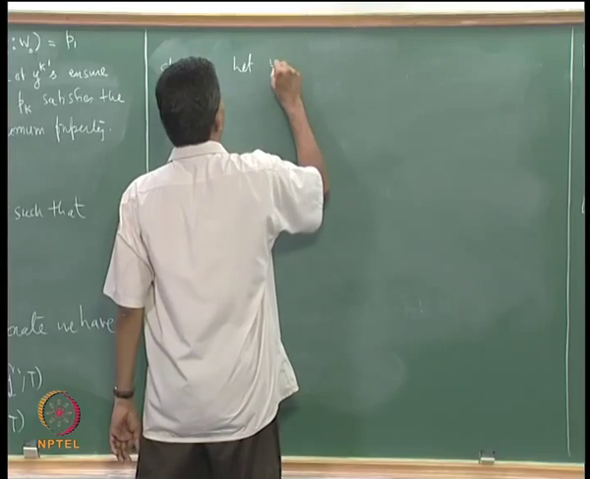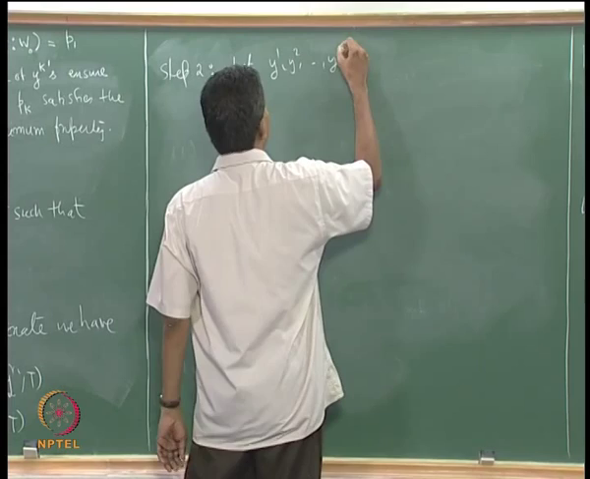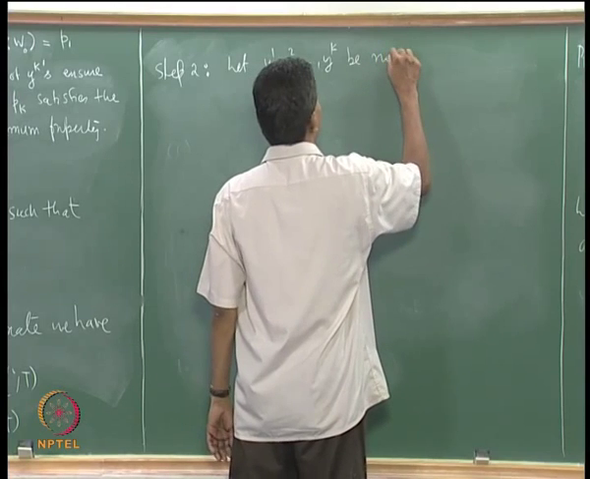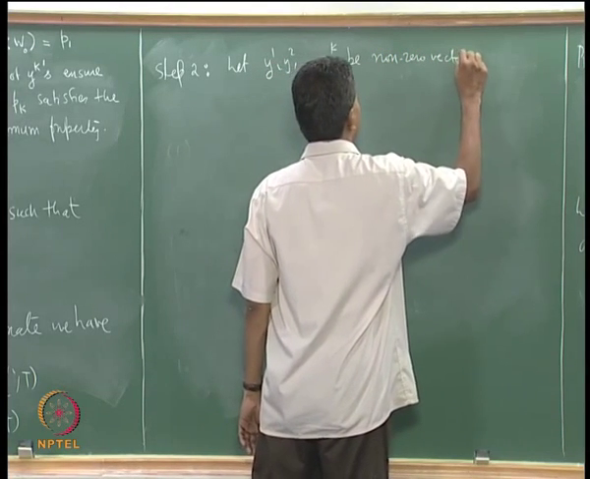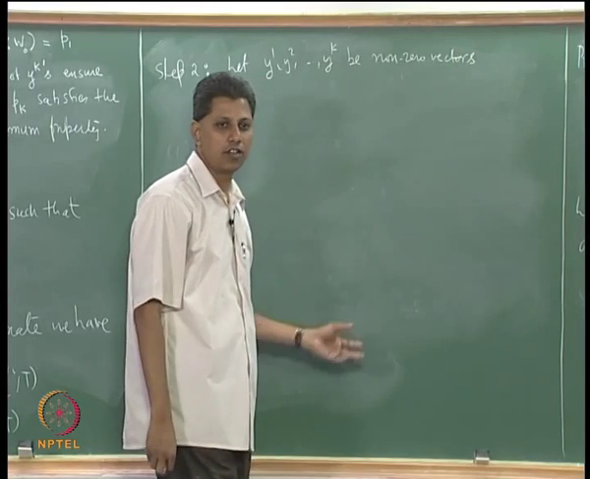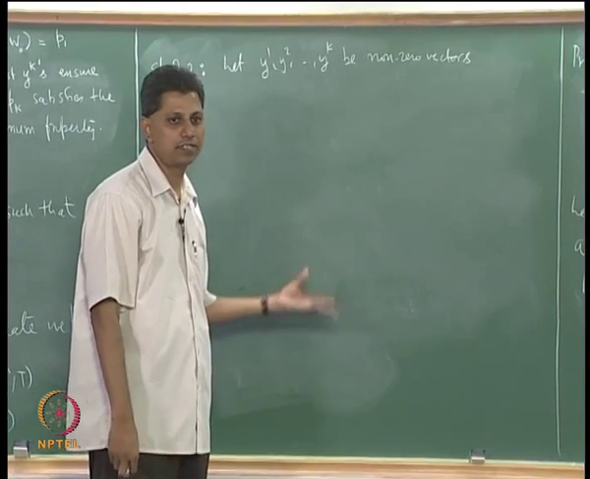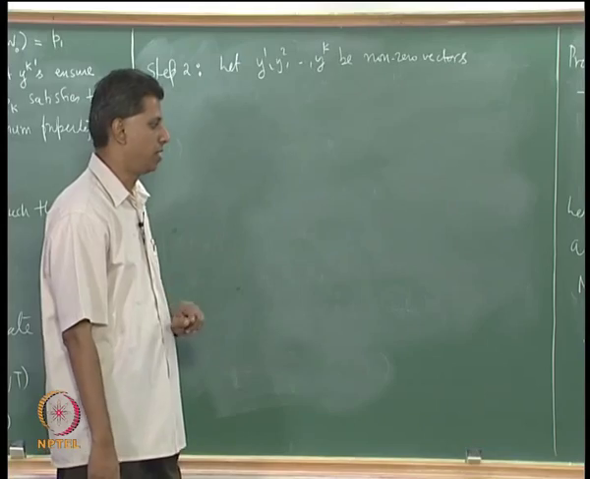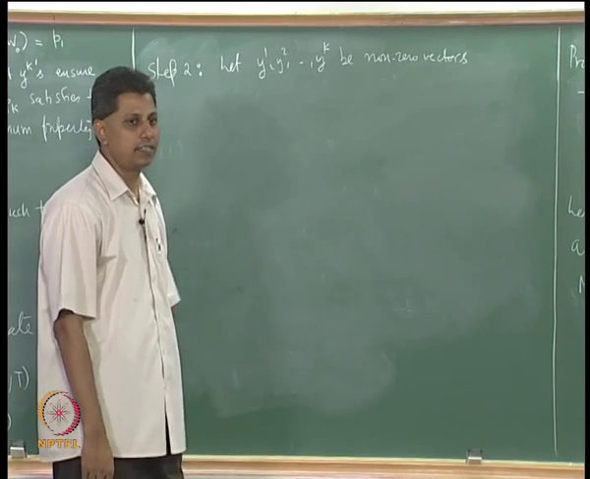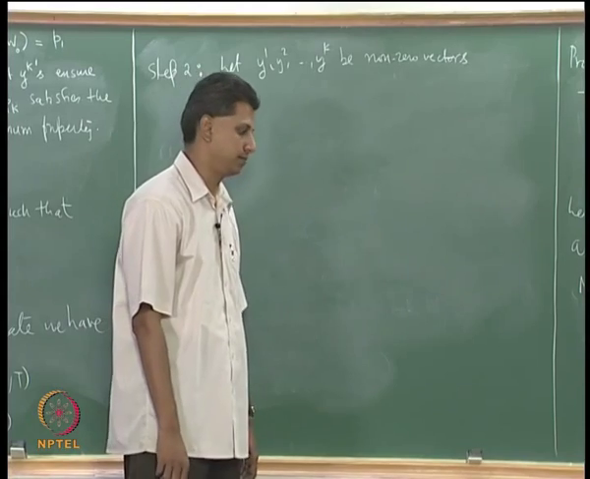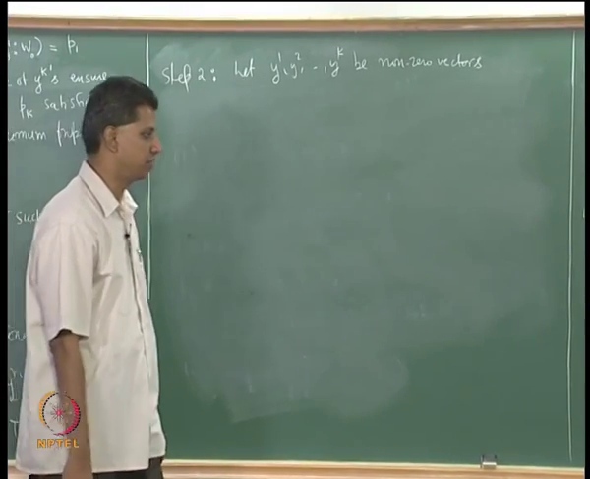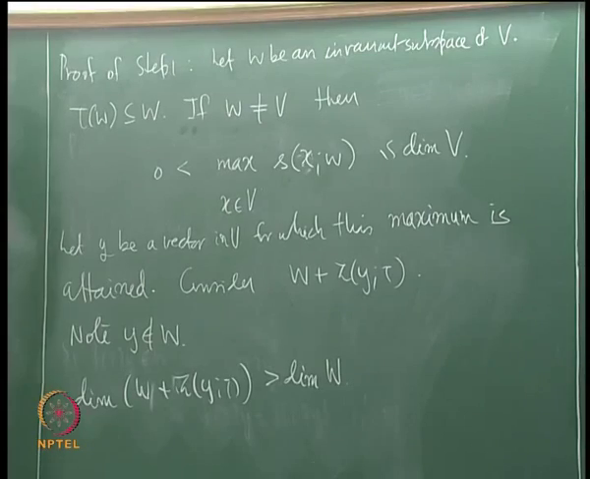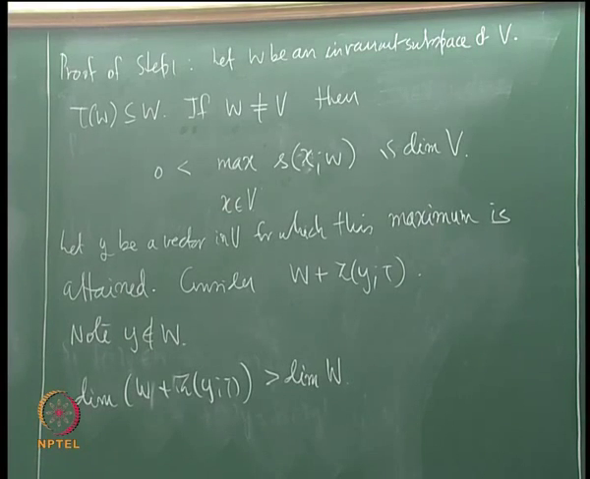I will proceed from step 1. Let y1, y2, etc., yk be non-zero vectors. The fact that these are non-zero I have not mentioned, but these cannot be 0, otherwise the dimension cannot increase. Okay, so I will skip that. None of these vectors can be 0, because remember that Z(0; T) we know is just the singleton 0. So the dimension cannot increase if y is 0, this is the crucial step, right? So none of these vectors can be 0. I have not mentioned it, but that is easy to see.